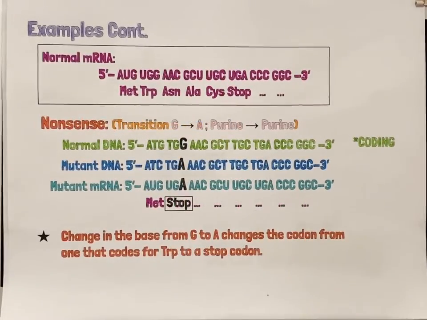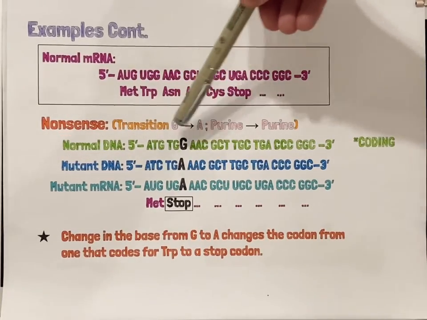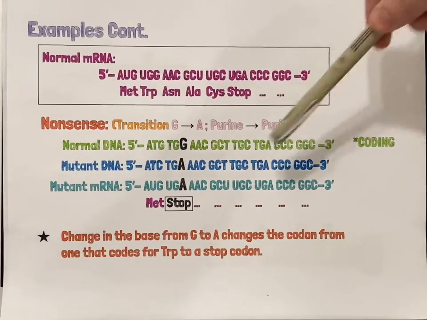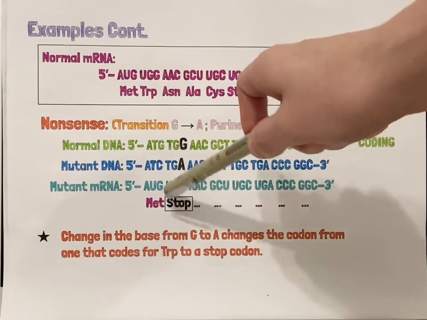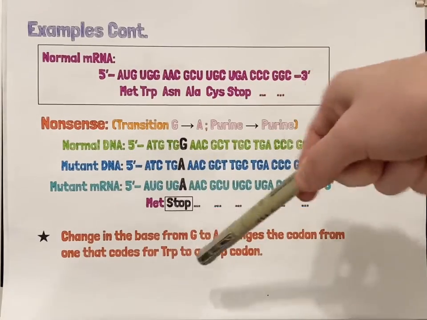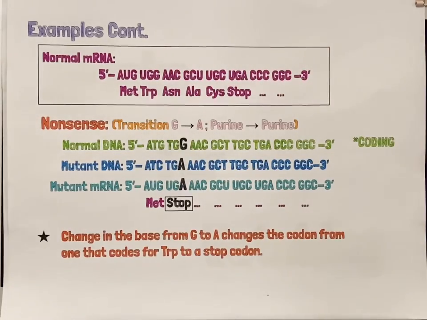And lastly, we're going to do an example of a nonsense. So a nonsense is when a normal codon that codes for an amino acid is changed to a stop codon. So normally here we had tryptophan, and we did a transition changing from G to A, which is a purine to a purine. See here, the normal had G, and now the mutant has an A. So instead of being UGG, which is tryptophan, it's UGA, which is the stop codon. So none of these got coded for because it stopped here.